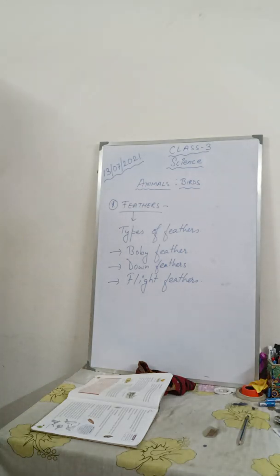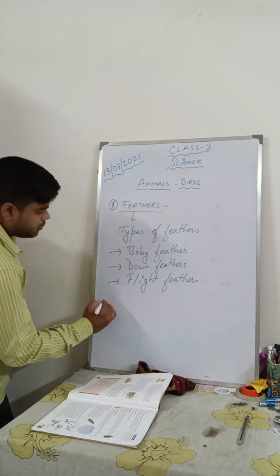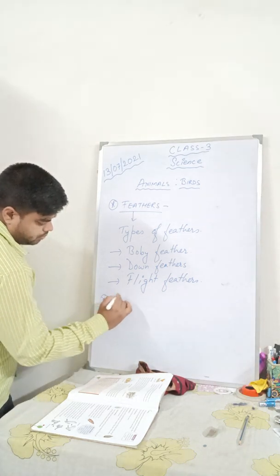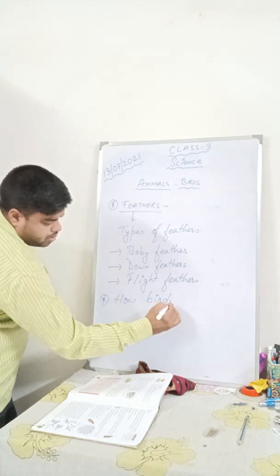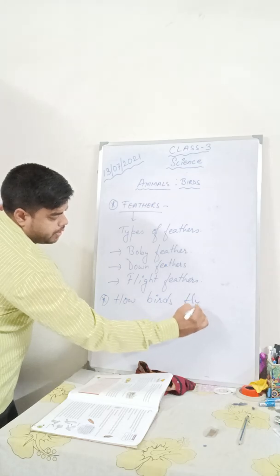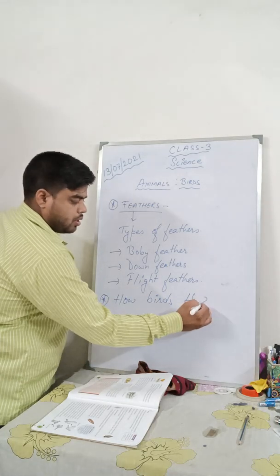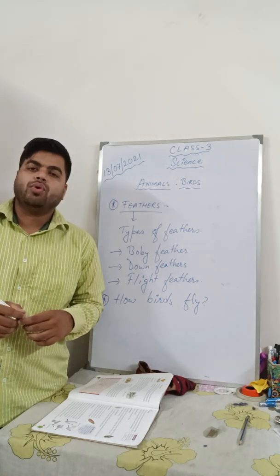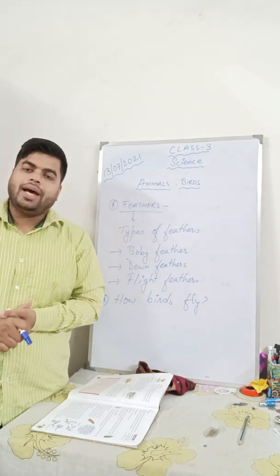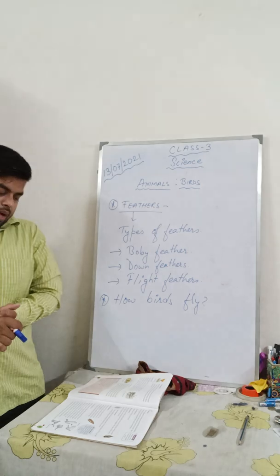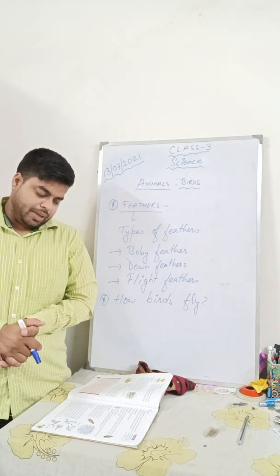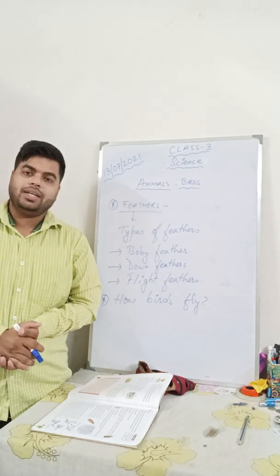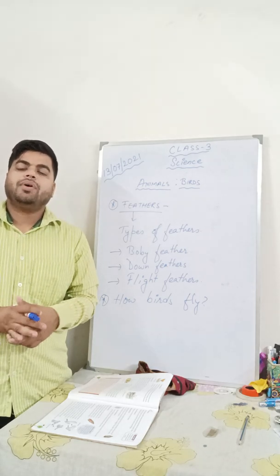The next topic is how birds fly. What is the mechanism? What is the process they use so they can fly? Birds fly with the help of their wings. Wings have feathers on them which help them to fly up and down in the air easily.